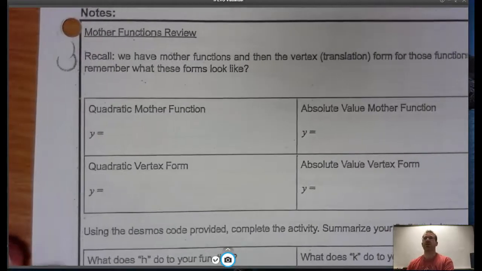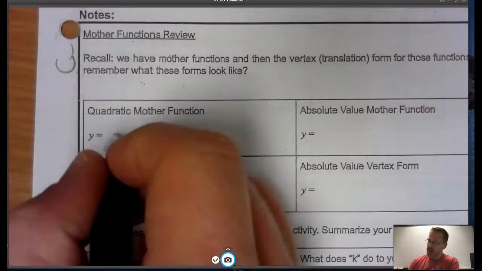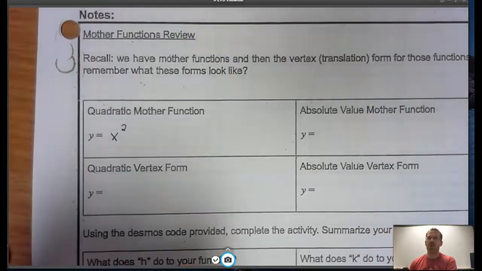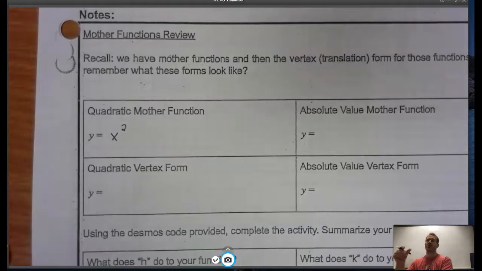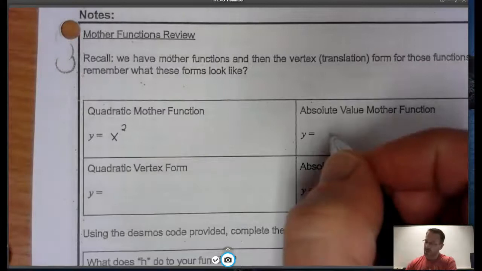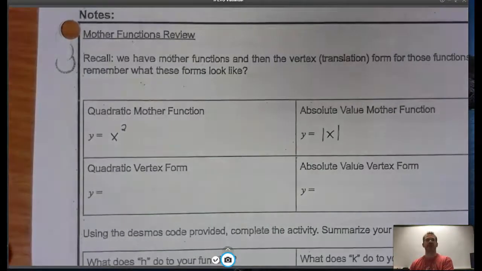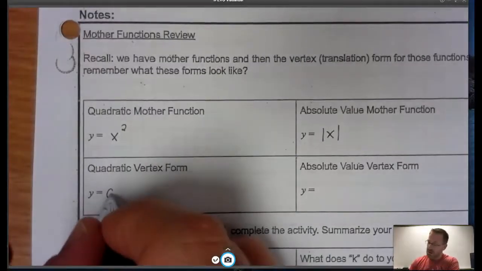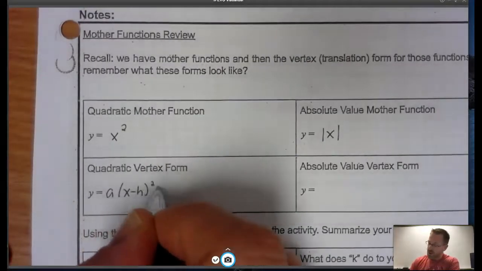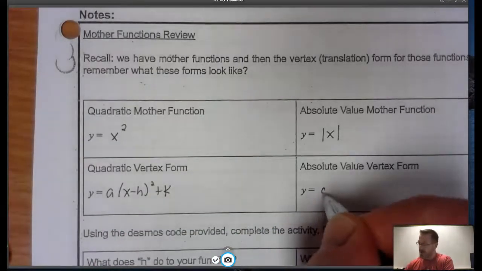All right, so we're really going to be looking at two particular functions the most, which is quadratics and our absolute value function. Now, our mother function is y equals x squared. So the mother functions always have their center or their vertex at 0, 0, and they have an a value of 1. And so our mother function for the absolute value equation is that guy. All right, so vertex form is a small adjustment here, would be that.